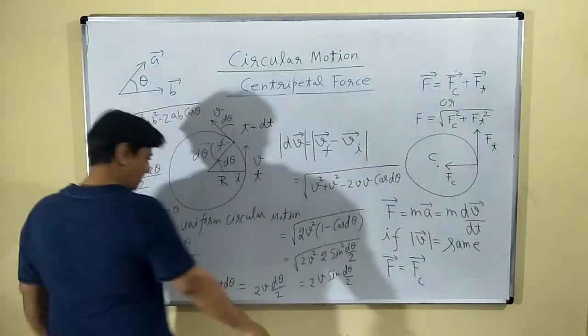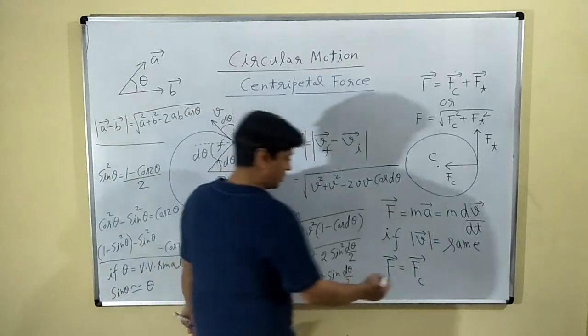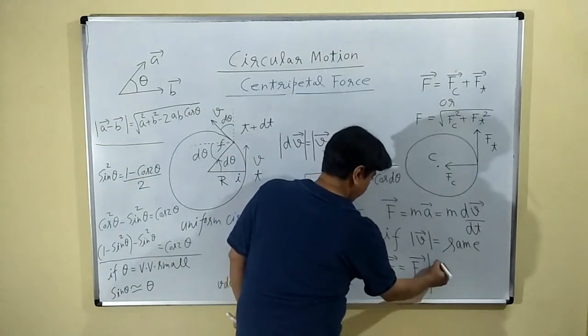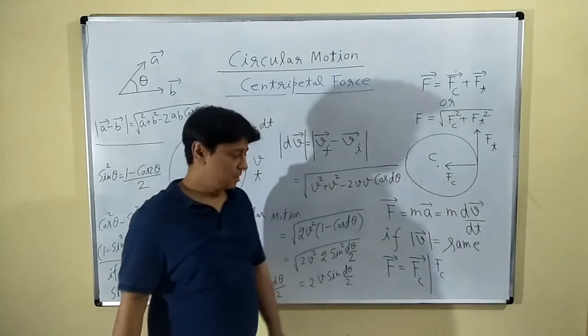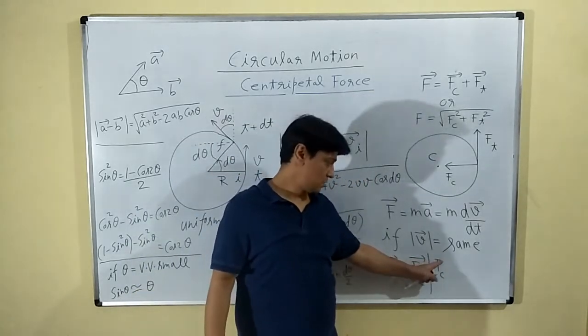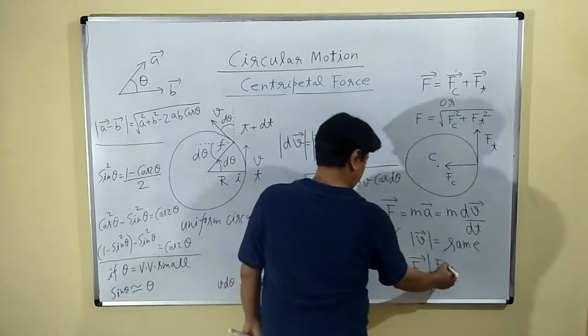Now once you have this v d theta, we were asked to find out Fc. I have removed the arrow. That means the magnitude of Fc. Magnitude of Fc is what?